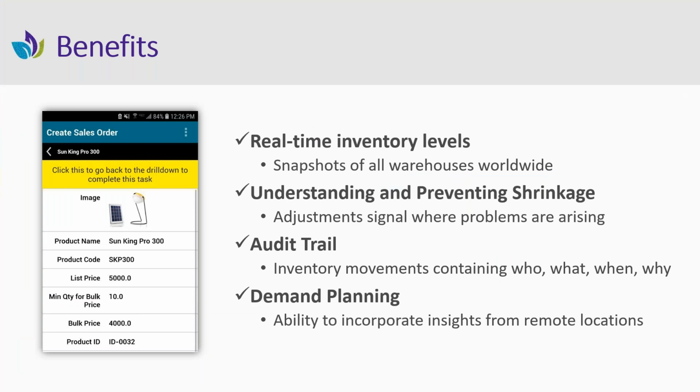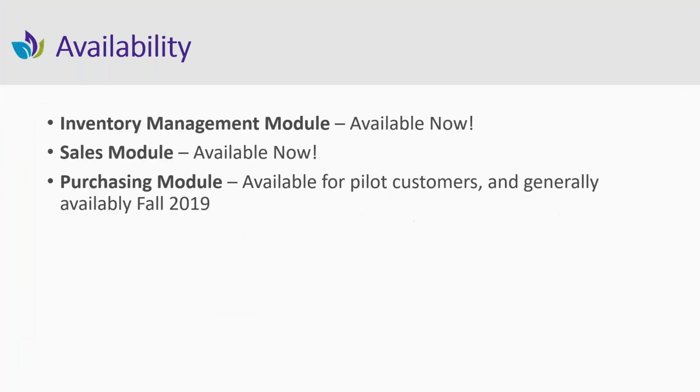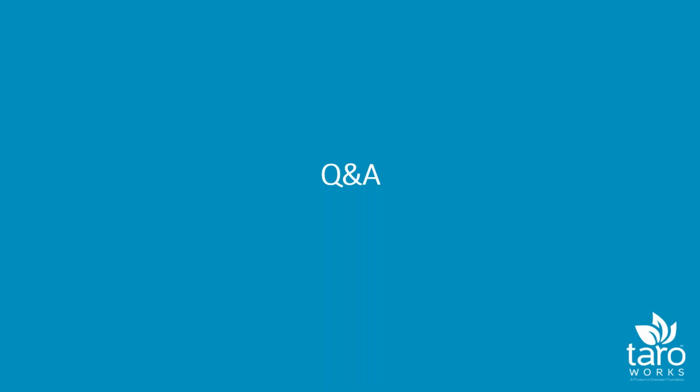But I think that covers all the personas, or a viewpoint from each persona that we discussed from Solar Comb. One note I wanted to make before we open it up for questions is that from an availability perspective, we have 2 of the 3 modules out now. So the inventory management and the sales module are available. And the purchasing module will be available for pilot customers now, and it will be generally available in fall of 2019. So with that, that is the demonstration. We can open it up for questions.